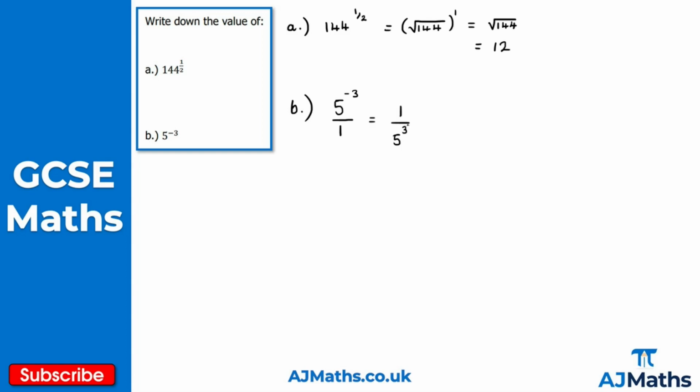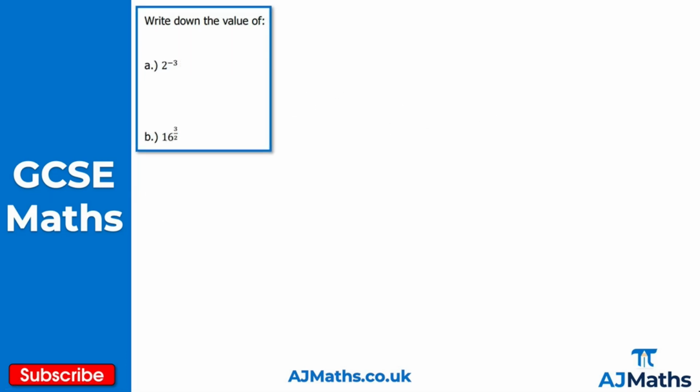And then what we need to do is evaluate this power. So 5 to the power of 3, 5 cubed, is going to be 5 times 5 times 5. You might know that by memory, which would give you 125. But obviously 5 squared is 25, times that by 5 again, you get 125 as well. So 1 over 5 cubed is 1 over 125. So that's the solution to A, that's the solution to B, and that gives us the solution to question 1.